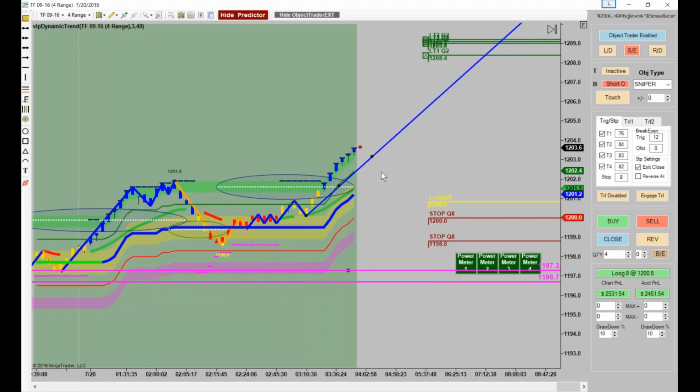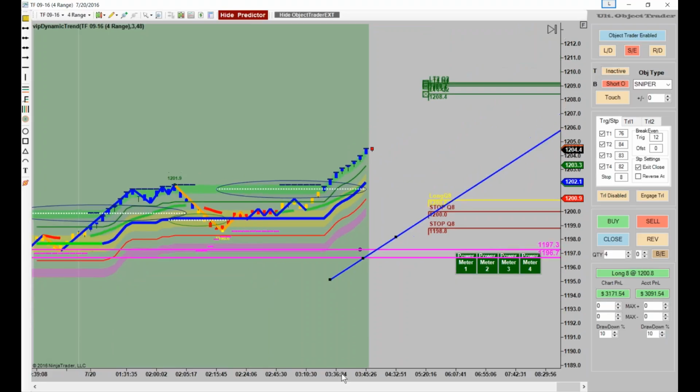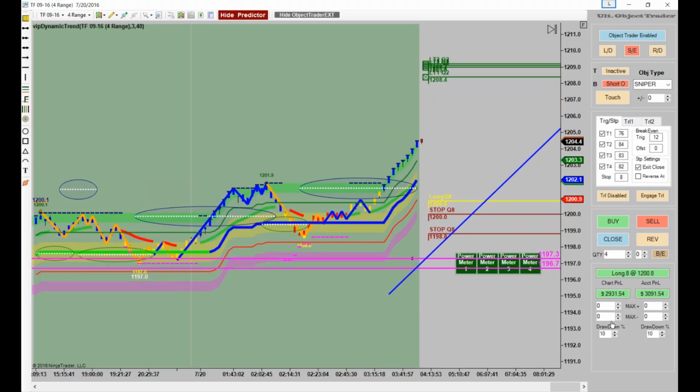And by the way, line 6 does a beautiful job of that too. See line 6 right here? Wow, that's a heck of a trade, wasn't it? Did we diagnose that chart right or what? We definitely did, didn't we?